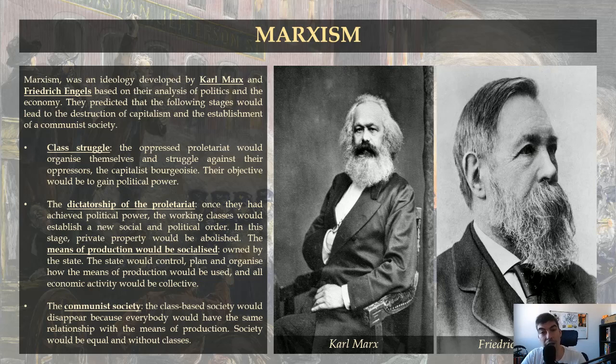And finally, once this is achieved, we have the communist society. The class-based society would disappear because everybody would have the same relationship with the means of production. So there will be no owners and no workers, but everybody would own and work with the means of production. And this society would be equal and without classes. So the society without classes is the communist society, and this was theorized by both Karl Marx and Friedrich Engels.